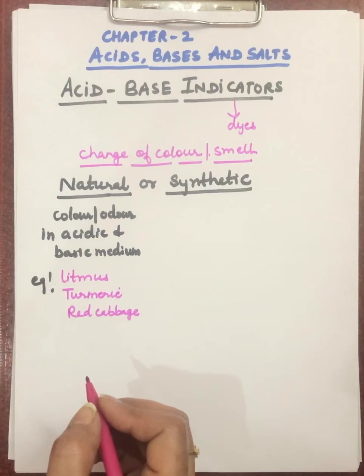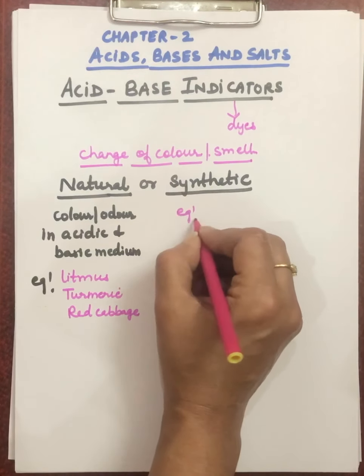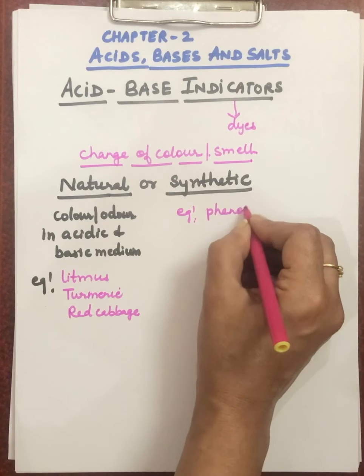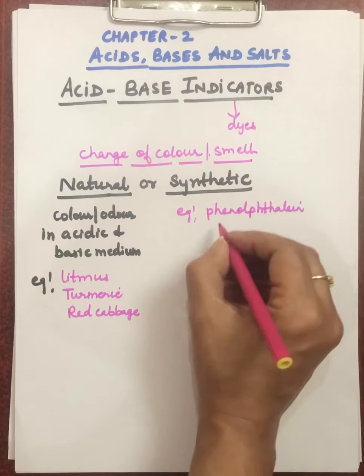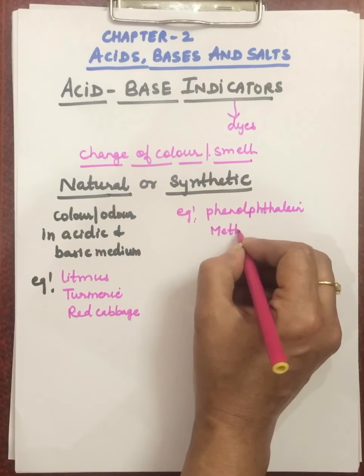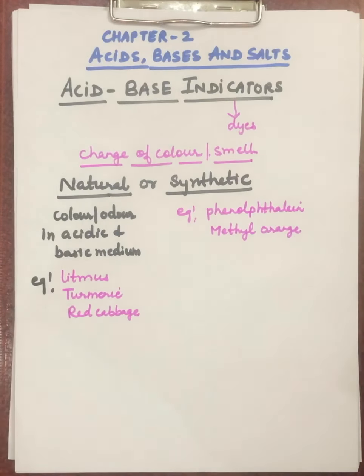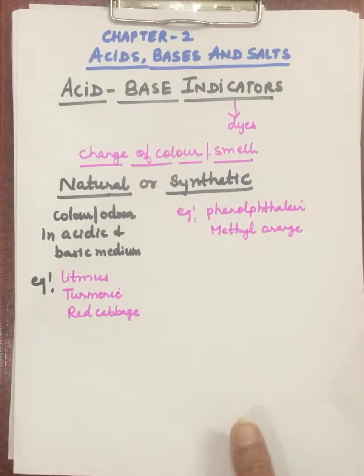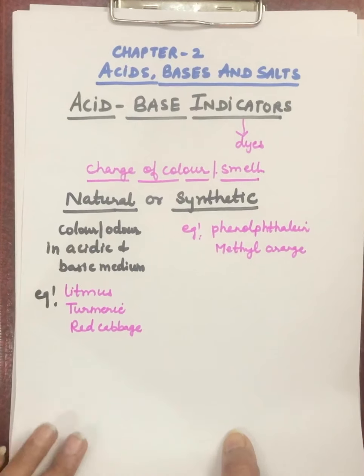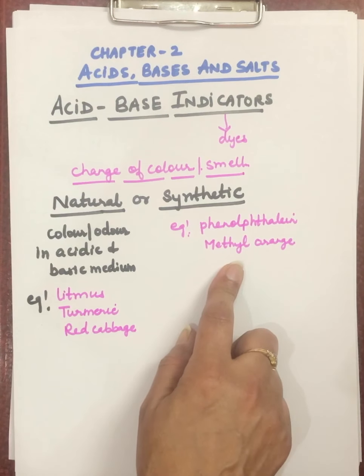Now, synthetic indicators means those which are chemically made. Examples are phenolphthalein and methyl orange. These are the two examples of synthetic indicators. Now we are doing all these in detail, these three and these two, a total of 5 indicators, to see what will happen to their color when we add acid and base.